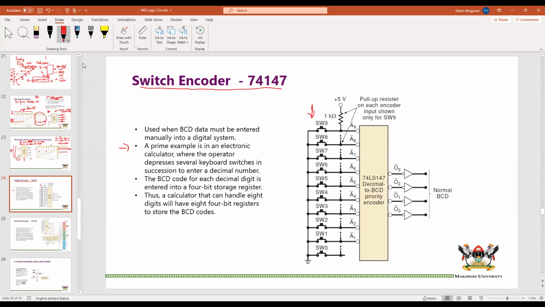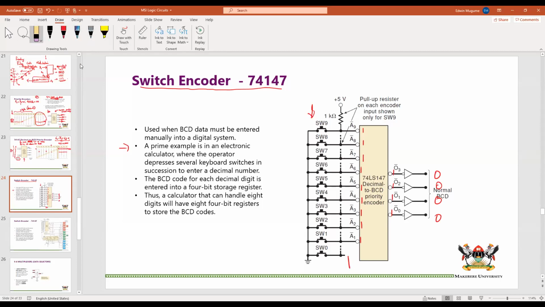The pull-up resistor on each encoder is shown only for this case. So you have a high connected to each one of these before you press the switch. That means in here, you are always getting a high going in. When you have a high going in, out here you're going to be having 0, 0, 0, 0, or in other words, 1, 1, 1, 1. That is the case for A0, which is unconnected.